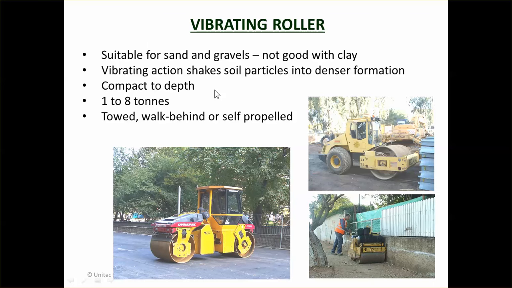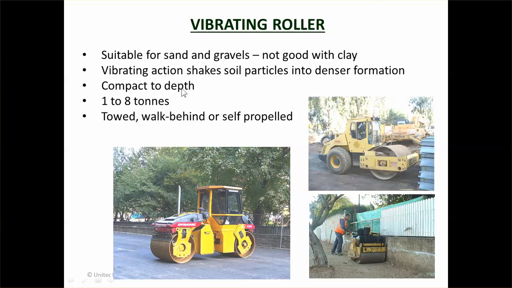A vibrating roller is like a steel roller, but it's also got vibration as well. So it uses its weight to compact down the soil, but it can also vibrate. Inside each of these wheels is an eccentric weight, rotating around at a high speed, which creates a vibrating action, and that vibrates the soil particles down into a denser shape. Especially effective for sands and gravels, not very good for clays. In fact, with clays it will turn the clay to mush, so not a good idea for clays.